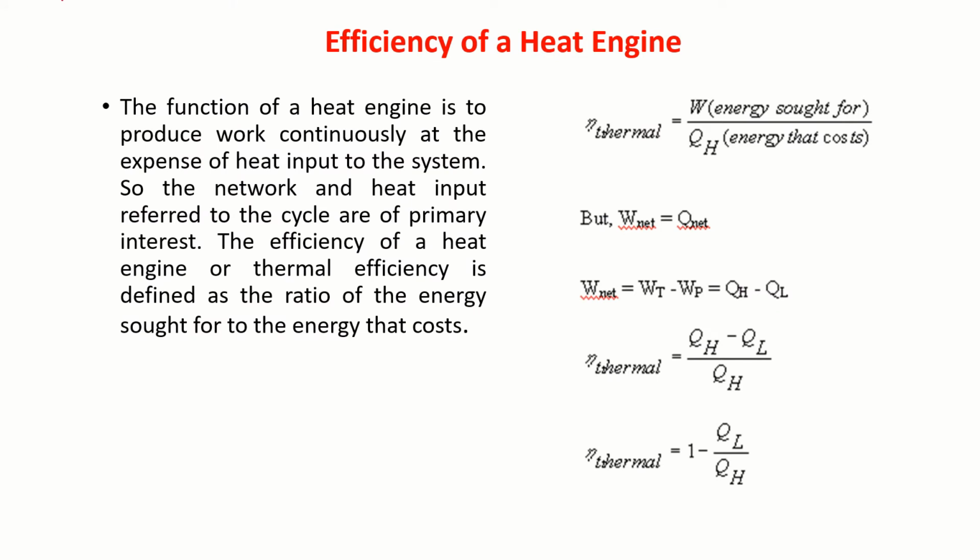Right. So now I can define eta thermal. What is it that I get? That is the net work I get. This is the energy sought for. This was my objective. And to get this is what I'm going to give. For this I pay. The energy that costs and the energy I sought for. You know from thermodynamics, W net must be equal to Q net. Earlier I have explained sigma W is equal to sigma Q.